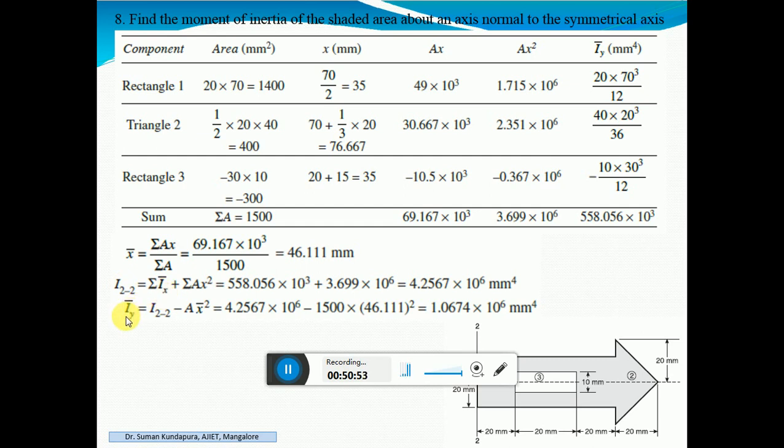Now find out I y bar, which is equal to this value minus the total area, 1500, into X bar squared. Correct? When it is Iy, X bar will come into the picture. When it is Ix bar, Y bar will come into the picture. So you found out Iy bar, that is the moment of inertia about the axis which is normal to the symmetrical axis.